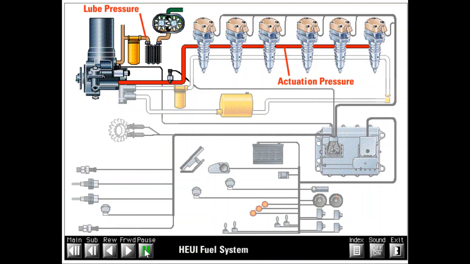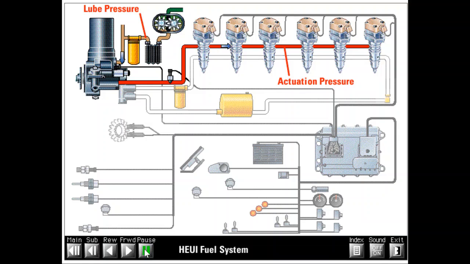Now, let's look at the path of oil flow through the actuation oil circuit. Oil from the engine lube pump supplies the needs of the engine lube system and the hydraulic pump for the fuel system. Oil is drawn from the sump and pressurized to lube system pressure by the lube pump.